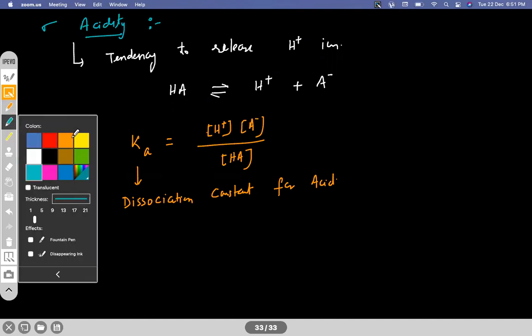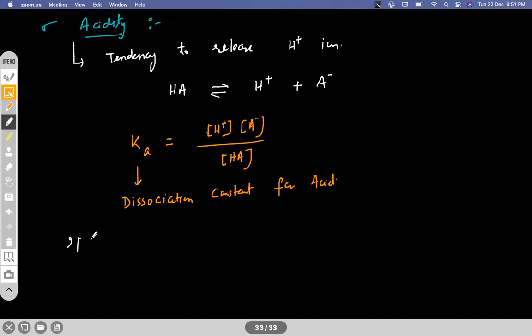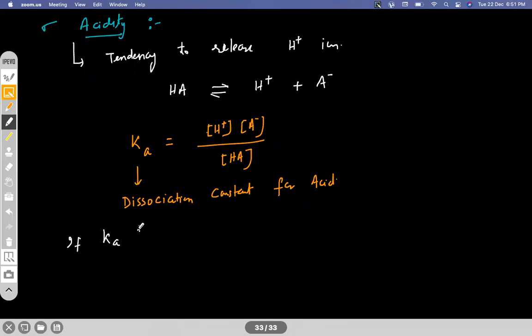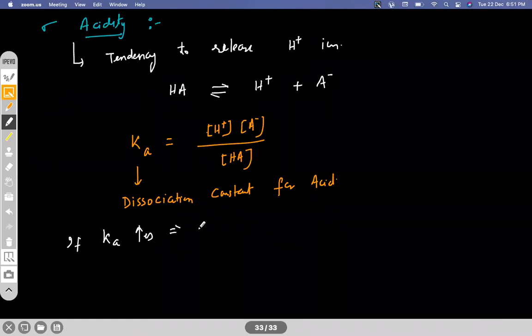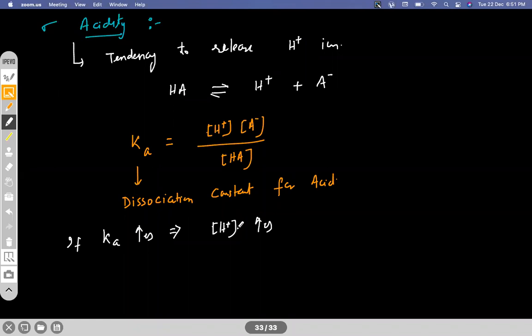So you see what happens if Ka increases. Again, we have one condition. If Ka increases, you can understand this Ka as the equilibrium constant of an acid. So once this Ka increases, we'll have forward reaction. Forward reaction means the concentration of H plus increases, right? Concentration of H plus increases means pH decreases and acidity also increases. More H plus you give, more acidic the compound will be, right?